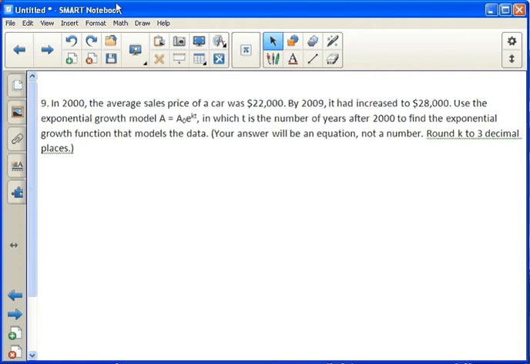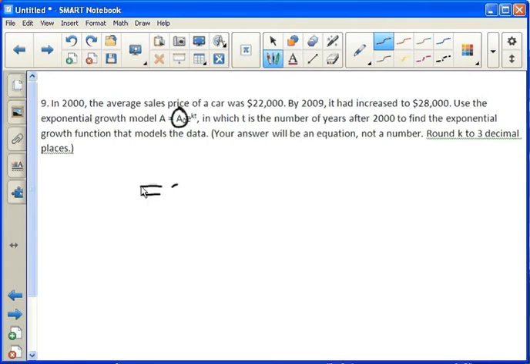Number 9, in 2000, the average sales price of a car was $22,000. So 2000 is our beginning time. For A naught, which is this right here, we're going to put in $22,000 because that was our initial price for a car. In 2009, it says by 2009, that's 9 years later, so I'm going to plug in 9 for my time. It had increased to 28,000, so my new amount is 28,000.